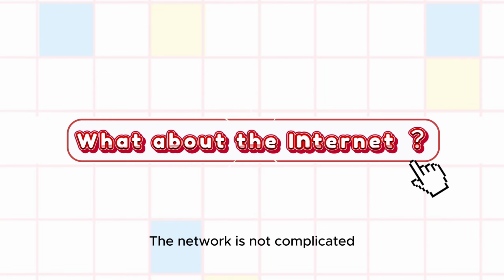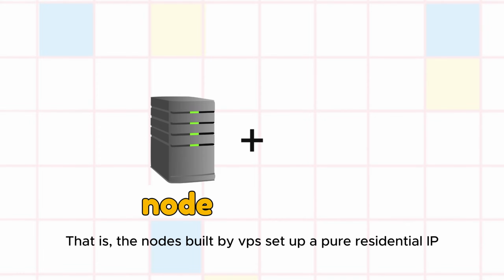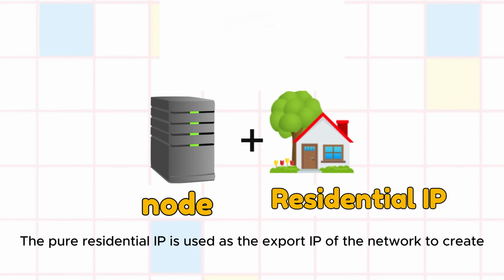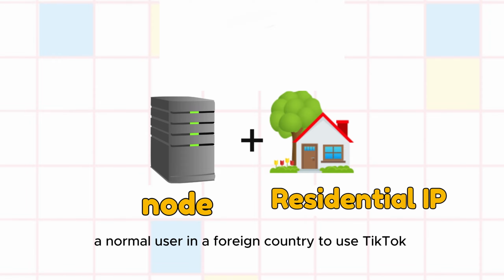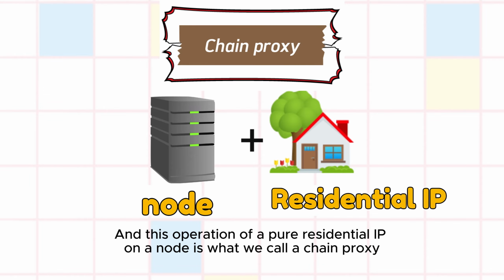The network is not complicated. It's a server, that is, the nodes built by VPS, set up with a pure residential IP. The pure residential IP is used as the export IP of the network to create a normal user in a foreign country using TikTok. And this operation of a pure residential IP on a node is what we call a chain proxy.